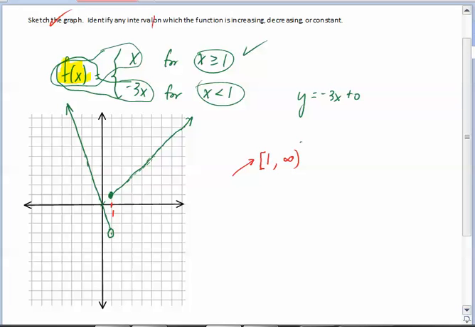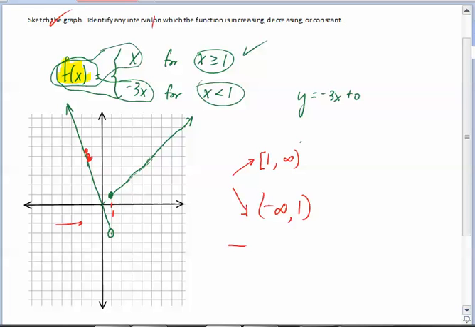Let's see where the function is decreasing. If my ant were crawling from left to right, then he'd be going this way, and he would be going downhill from negative infinity, and he would stop going downhill at 1. Now this time 1 is not included because we never really get to 1 because of the open circle. So 1 is not included there.